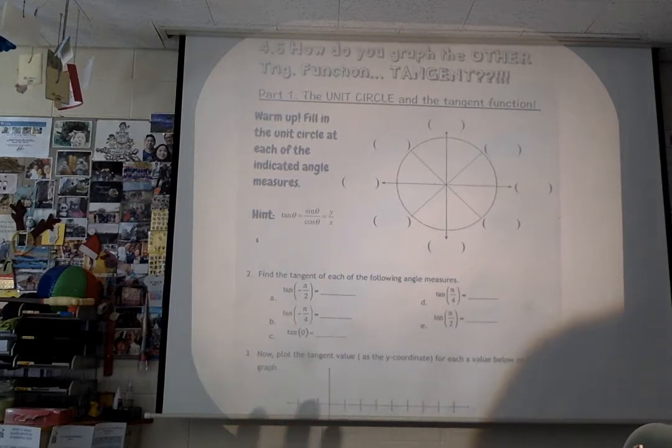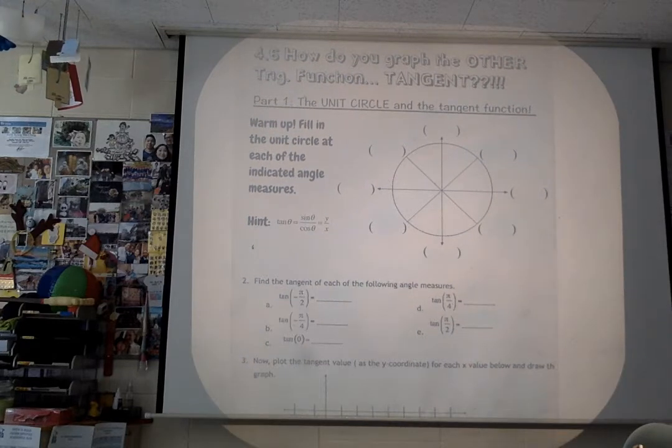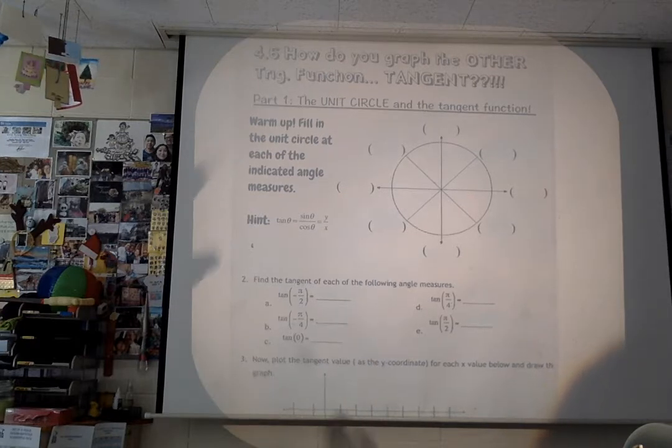So you guys, please find this page in your notes. How do you graph the other trig function? I know you've been looking for this, tangent, okay? Part 1, the unit circle and the tangent function. Now let's warm up and fill in the unit circle at each of the indicated angle measures. Go!